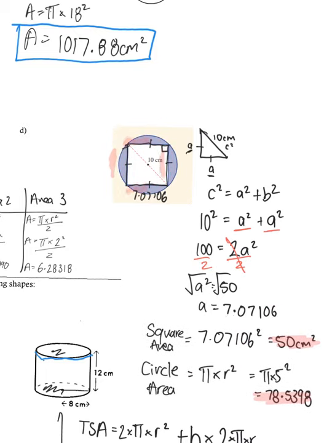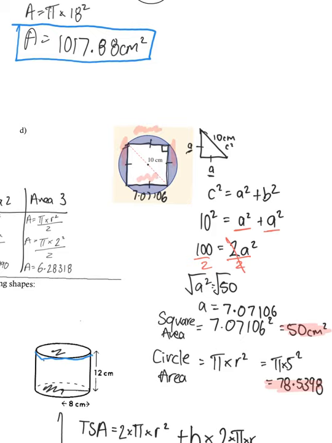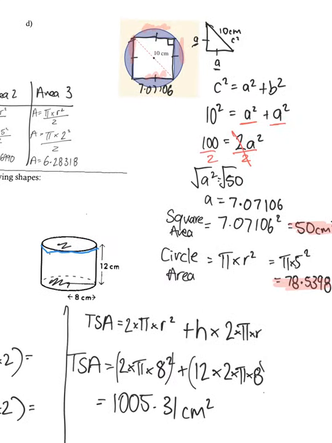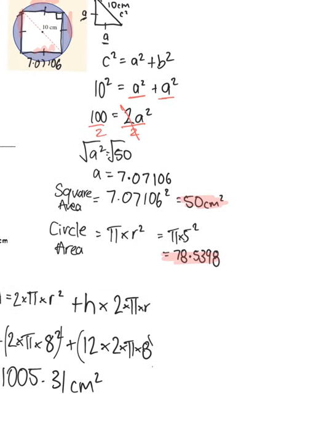it's getting real cramped, so I'll go over here. 78.5398 minus the 50. So the area of the circle minus the area of the square is going to equal 28.54 centimeters squared. I'll put that in blue.